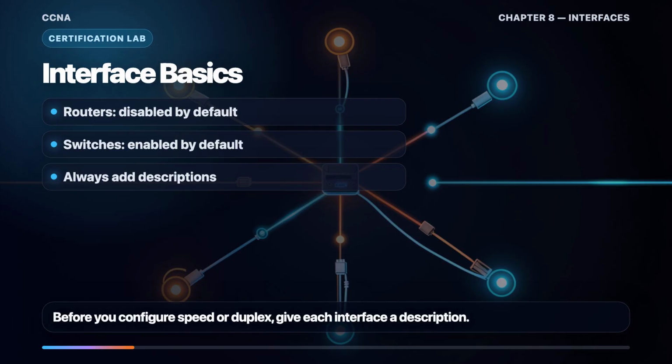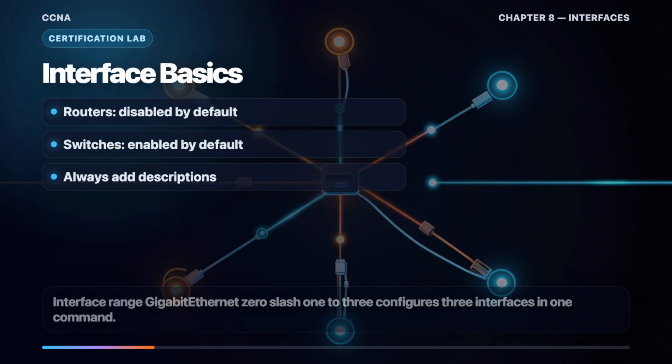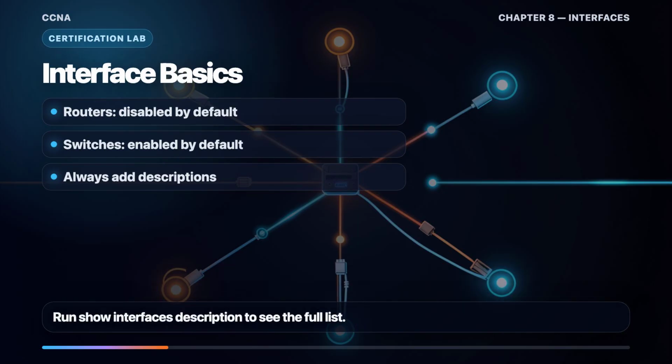Before you configure speed or duplex, give each interface a description. A simple text string that tells you what is connected. Use interface range to configure multiple interfaces at once. Interface range GigabitEthernet 0/1 to 3 configures 3 interfaces in one command. Run show interfaces description to see the full list.